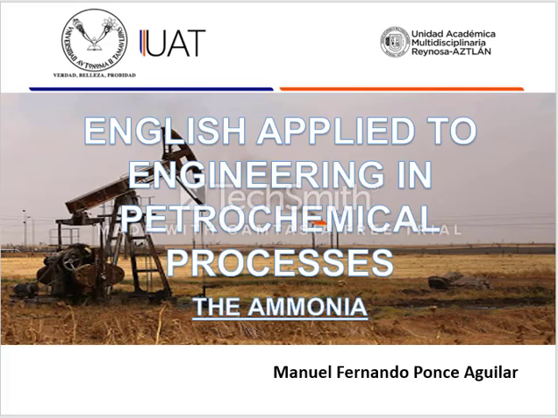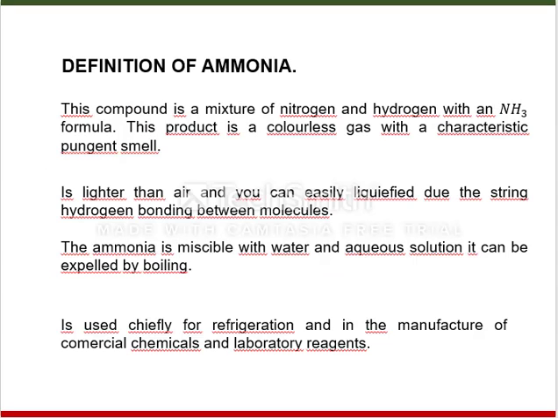English applied to engineer in petrochemical process: ammonia. Definition of ammonia. This compound is a mixture of nitrogen and hydrogen with an NH3 formula. This product is a colorless gas with a characteristic pungent smell. It's lighter than air and you can easily liquefy it due to hydrogen bonding between molecules.